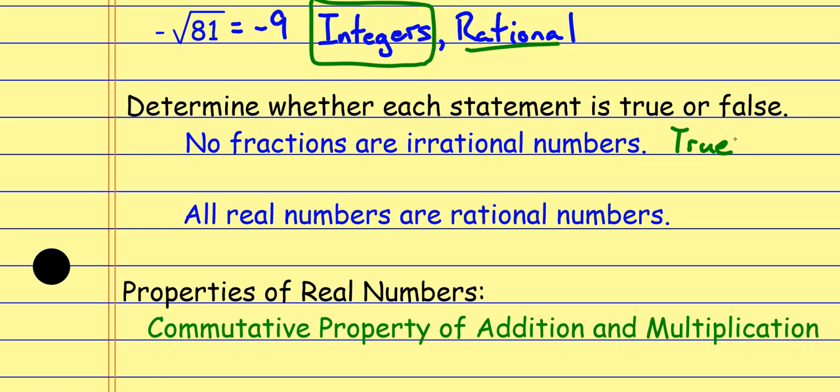All real numbers, and we should say proper fractions there, all real numbers are rational numbers, okay? And that's false because we have real numbers that are irrational numbers as well, all right? Because rational and irrational are both part of the real number system, okay?